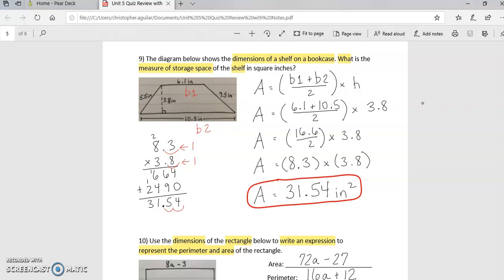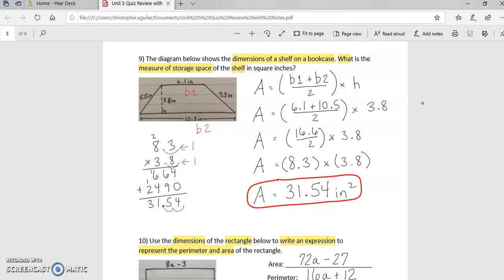So the area for a trapezoid is base 1 plus base 2 divided by 2, and then I have to multiply that times the height. Base 1 is 6.1, that's the top base, the top length, and then the bottom length is 10.5. So I say, okay, 6.1 plus 10.5 divided by 2, and then that's going to be multiplied by 3.8. 3.8 is this dotted line right here that measures the height of that trapezoid.